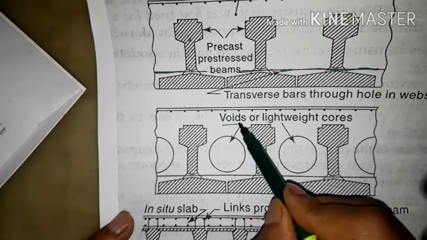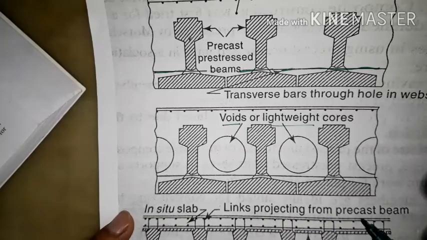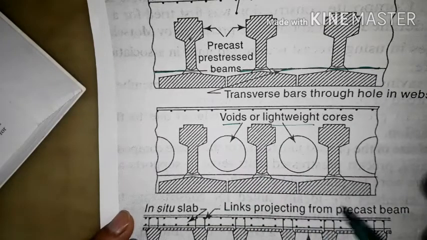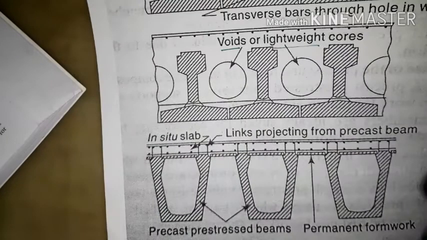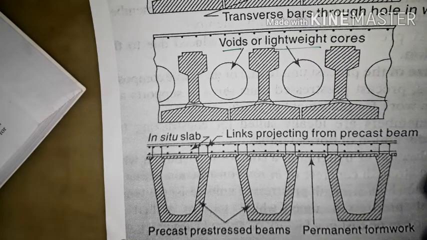So that's what is given: the voids make it lightweight. The dead weight of the section can be reduced by providing voids in the section. And one more we have, the box section types, which can also be used in composite sections, that is, pre-stressed composite sections.